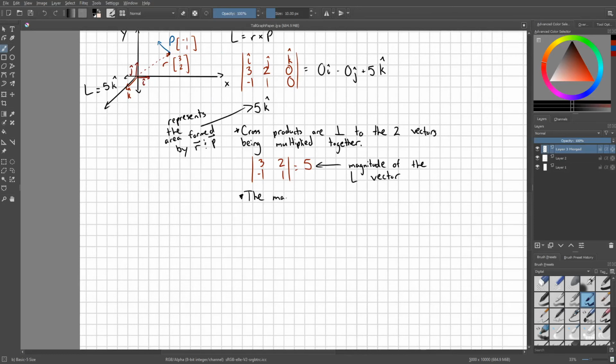So that is another property of cross products. The magnitude of the cross product vector equals the area spanned by the 2 vectors being multiplied.